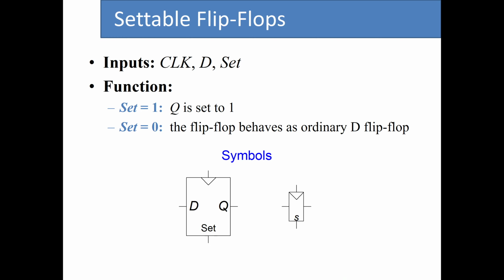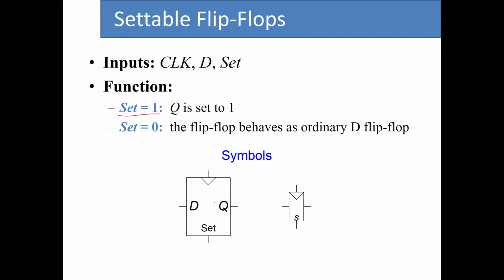Just like we had resettable flip-flops, we can have settable flip-flops too. So for the settable flip-flops, whenever the set signal is 1, Q is set to 1. Whenever the set signal is 0, the flip-flop behaves as an ordinary D flip-flop. So symbolically, we have this rectangle that represents the D flip-flop with D input, Q output, the clock signal, and then we have this extra set signal for it to make it a settable flip-flop.